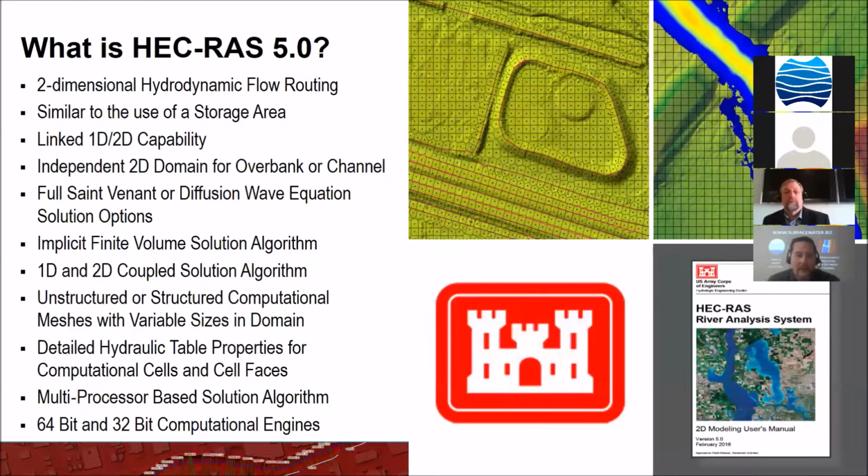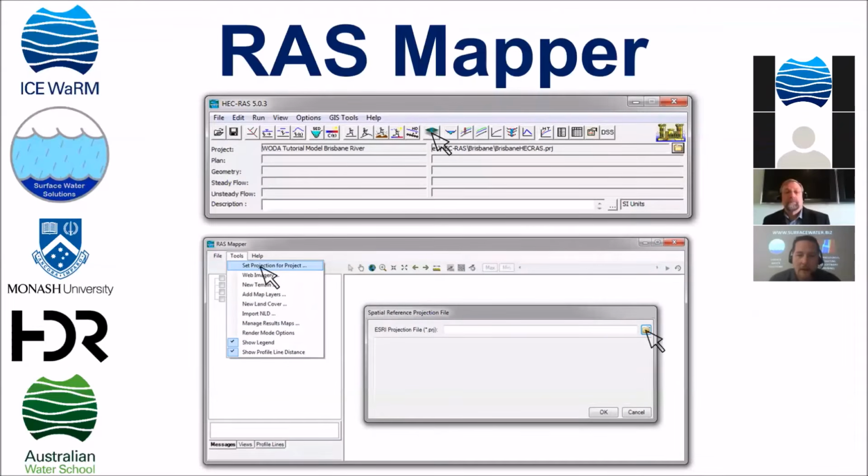Before we get started with that, though, I wanted to just go all the way back to the beginning, start from scratch. So Joel, if you can move on to the next slide. I'll show you what we've got here now in RAS Mapper. This is a new button that you wouldn't have had with the previous versions of HEC-RAS. It is a GIS program. It's a GIS interface that works similar to any other GIS program, where you can stack layers up and view them.